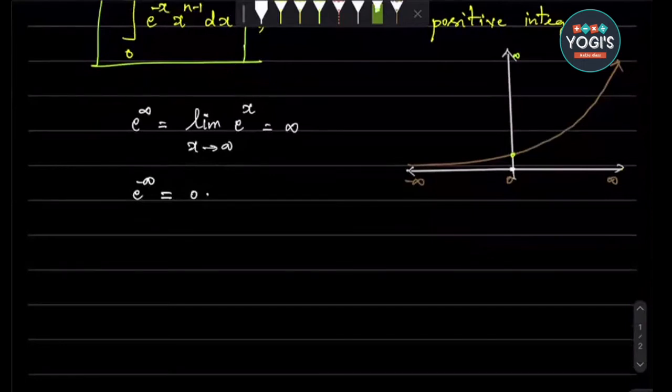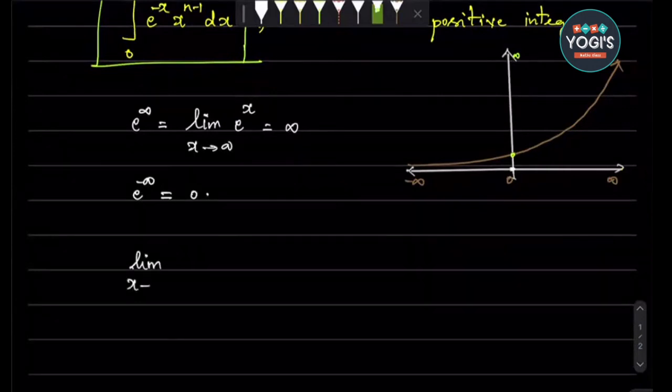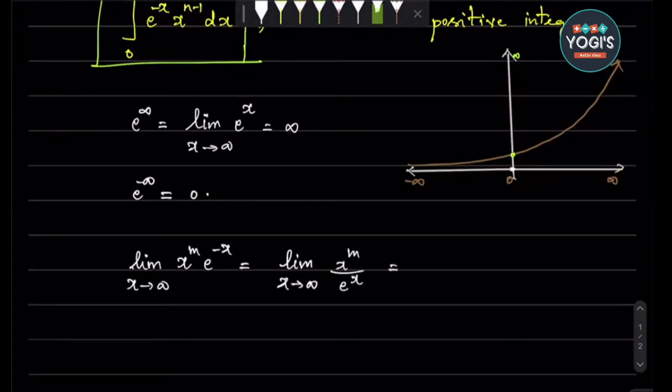So you say that limit x tends to infinity x power m e power minus x can be rewritten as what? Limit x tends to infinity. How do I write this, children? x power m e power minus x can be written as x power m divided by e power x.